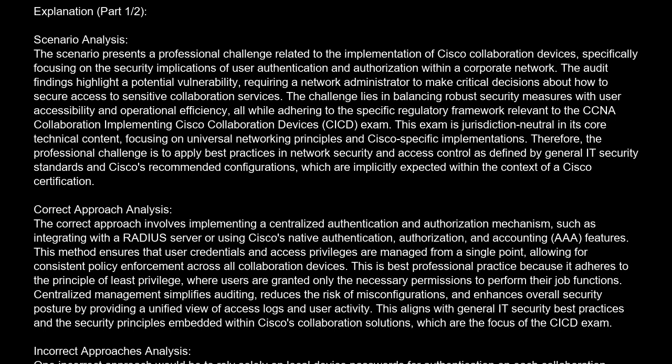Therefore, the professional challenge is to apply best practices in network security and access control as defined by general IT security standards and Cisco's recommended configurations, which are implicitly expected within the context of a Cisco certification. Correct approach analysis. The correct approach involves implementing a centralized authentication and authorization mechanism, such as integrating with a Radius server, or using Cisco's native authentication, authorization, and accounting, AAA, features.